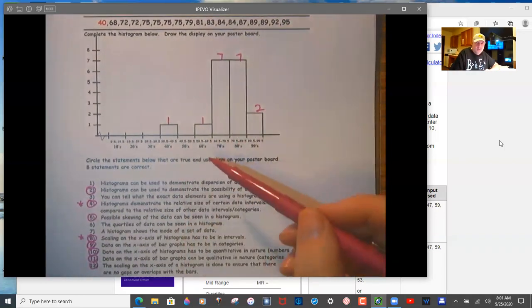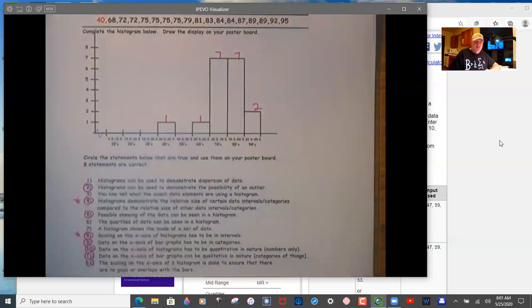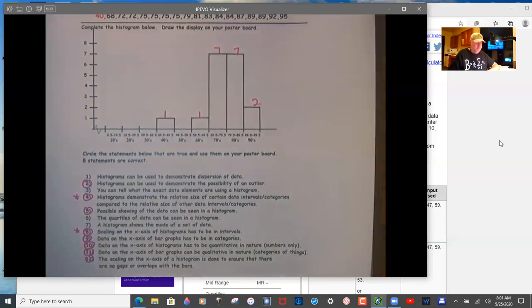There's 1 in the 40s, 1 in the 60s, 7 in the 70s, 7 in the 80s, and 2 in the 90s. It's that simple. But the scaling is the big deal there.